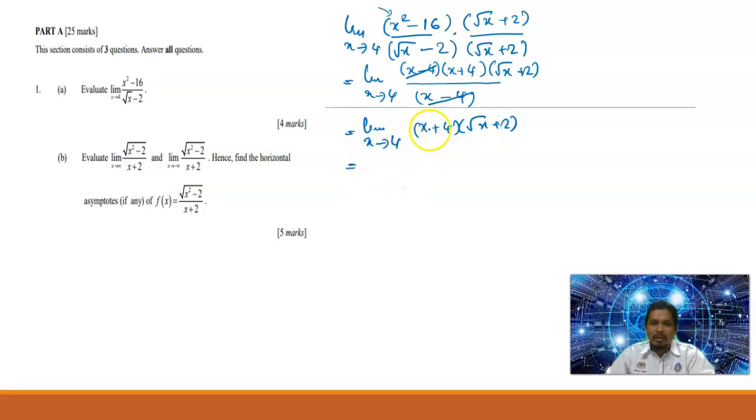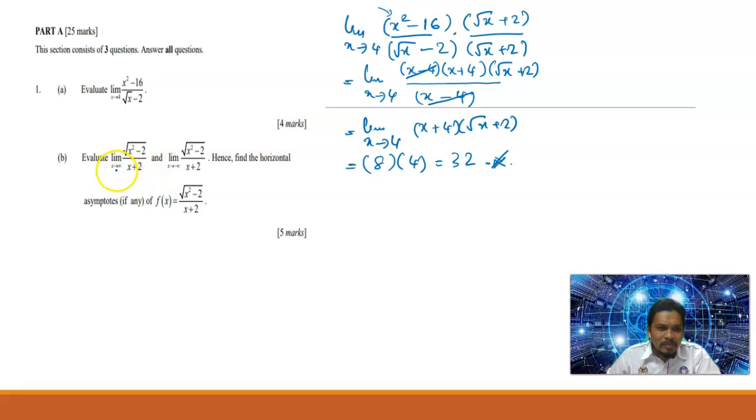So, what do you get then? Substitute x with 4 here: 4 plus 4 equal to 8, and square root of 4 equal to 2, 2 plus 2 equal to 4. Then it equals 32. Okay, and then evaluate the limit of square root of x squared minus 2 divided by x plus 2.